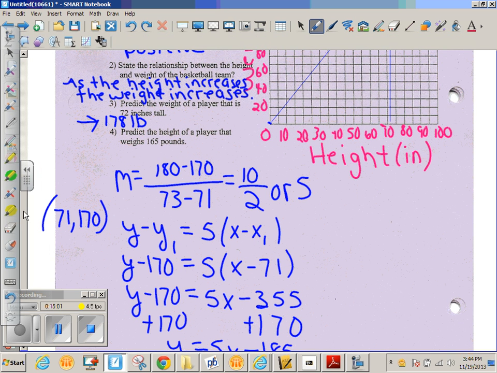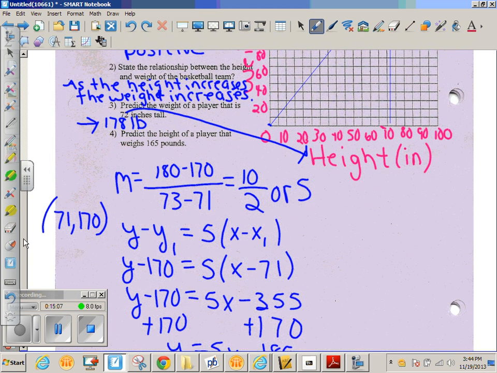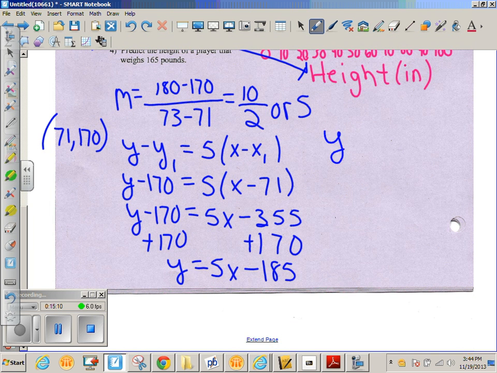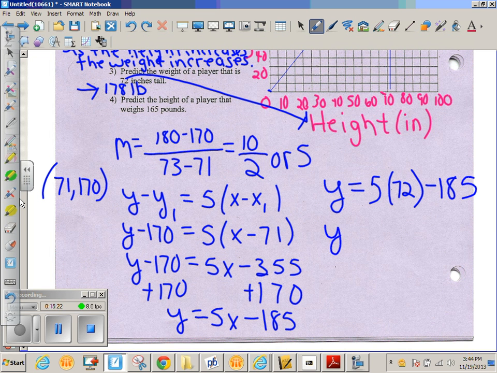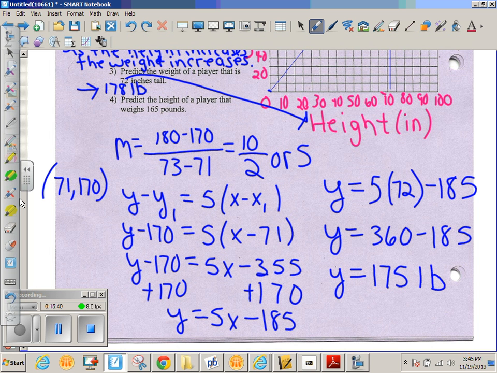From here then, predict the weight of a player that is 72 inches tall. So 72 we know was the height, so that's got to be x. Let's substitute that into our original equation for x. And we look at that, 175, and again, our prediction was 178, so we did very well on that.